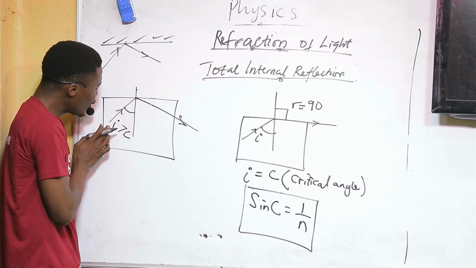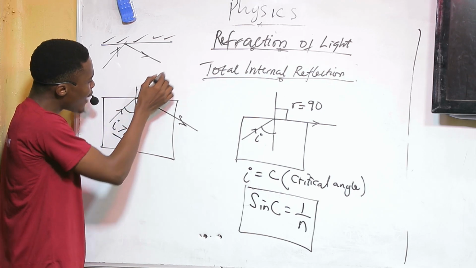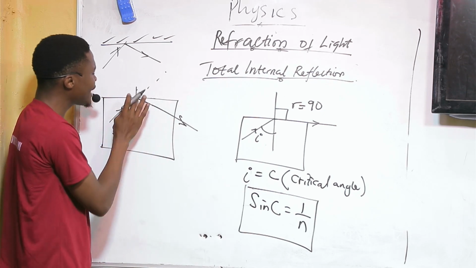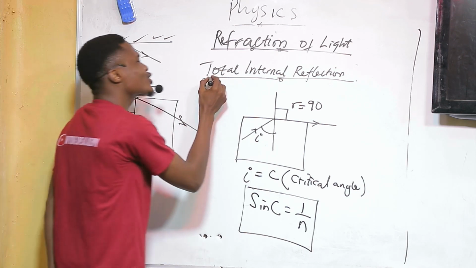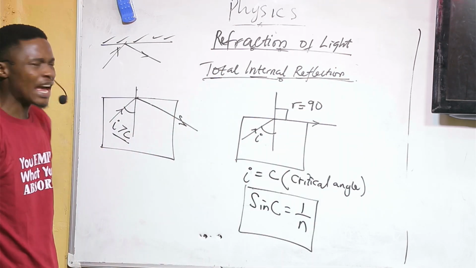So you see that if the angle of incidence is bigger than the critical angle, instead of the ray moving out of the medium, it bounces back into that medium, and that is why it is called total internal reflection. That is what we know as total internal reflection.